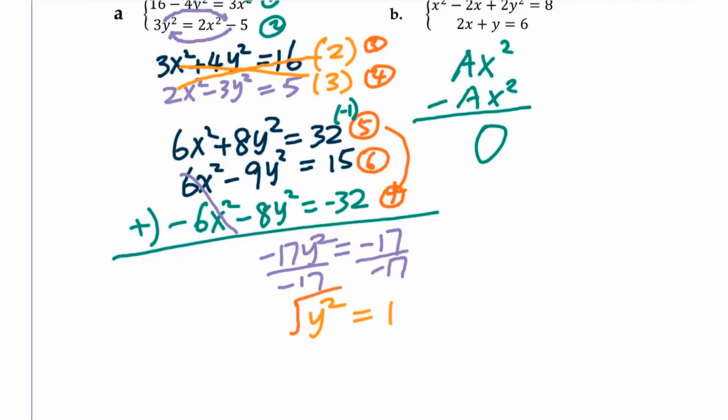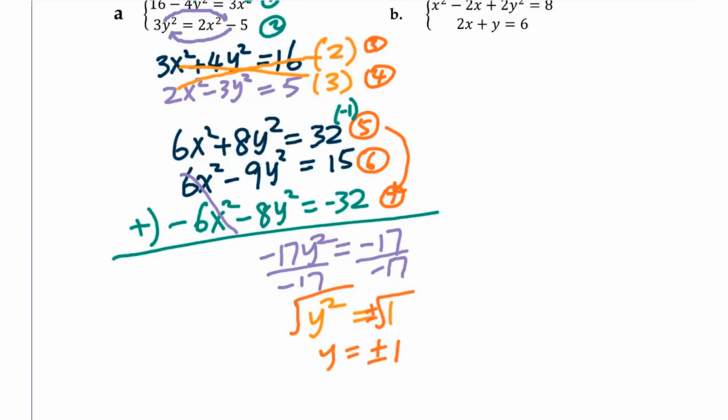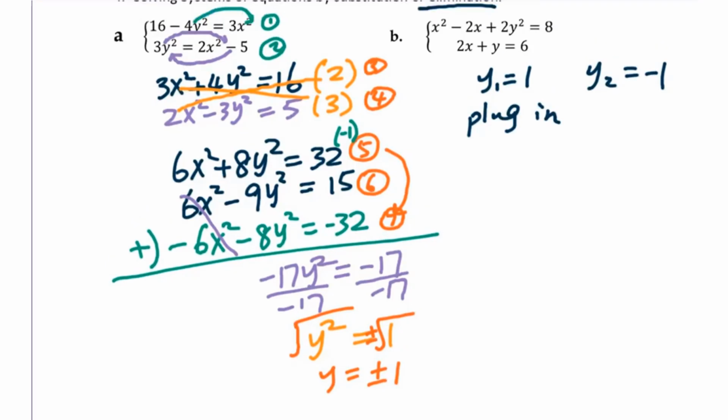We take the square root of both sides. Then y equals plus or minus 1. I can write down y1 equals 1, y2 equals negative 1. Then you need to plug in. Try to choose the original equation. Therefore, I choose number 2.